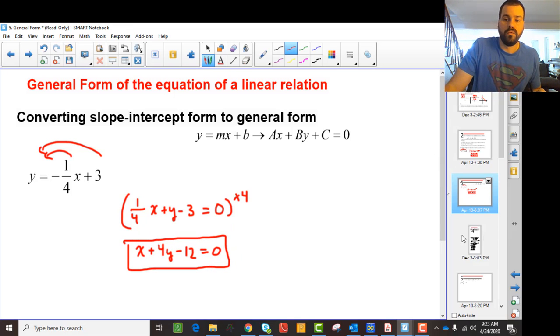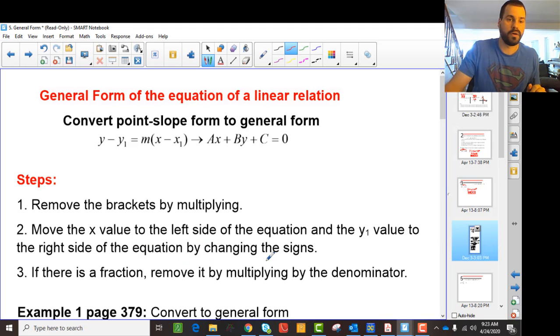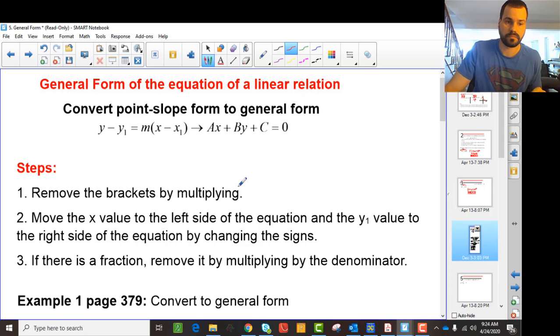Now, what happens if I want to convert the point-slope form to the general form? What we do is remove the brackets first, then we move everything to one side. And then what we do after that is take the fraction, if there is one, and get rid of it. Now you can get rid of the fraction first if you want to, and then expand the bracket. It's up to you.